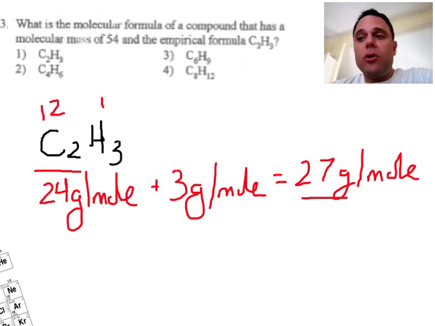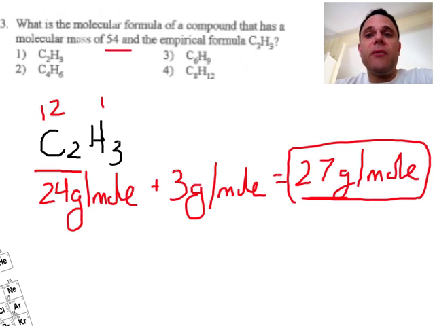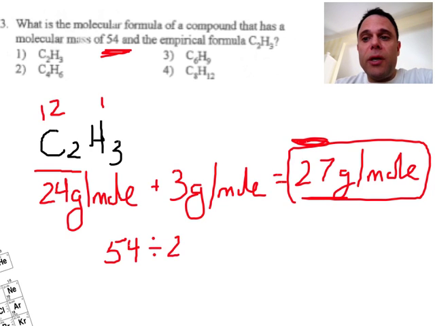Now that's for the empirical formula. We're not looking for that. We are looking if it is the molecular formula. So how does 27 grams per mole relate to 54? What we would do is 54, I'm going to drop the units because I'm running out of space here, divided by 27 equals 2 times. That is suggesting that our empirical formula would be doubled.